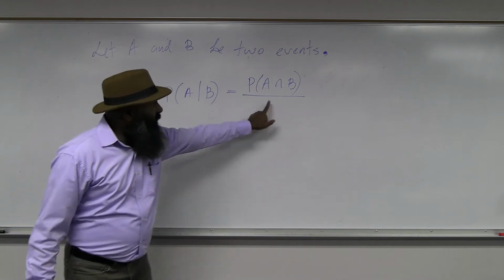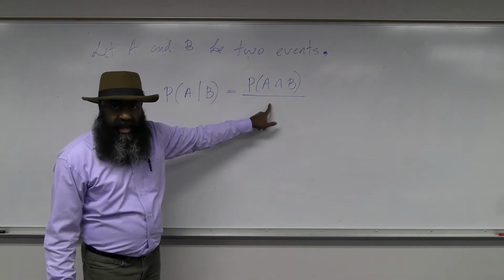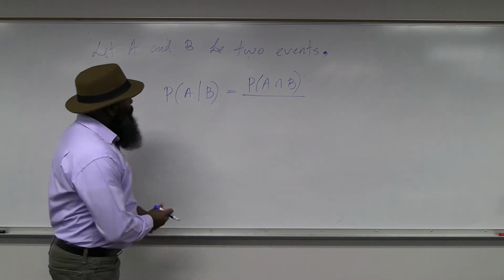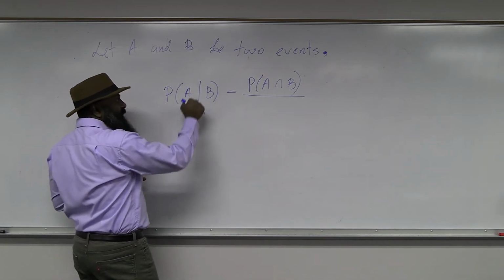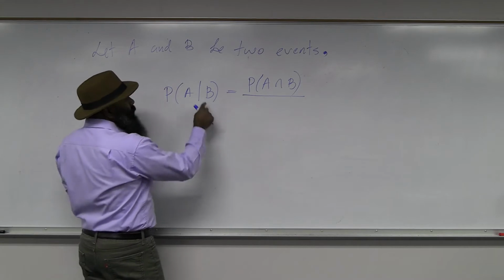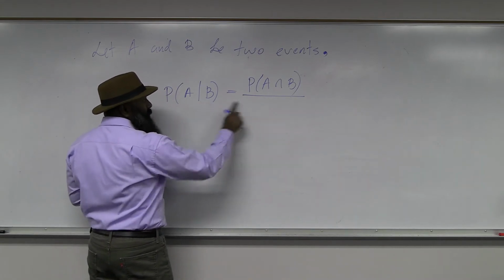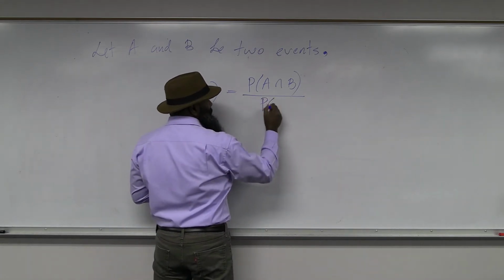Now what should be written in the bottom? Is it P(A) or is it P(B)? Look at this term. It is a B on the right-hand side of this conditional probability. That should go to the bottom. You write P(B) in the bottom.